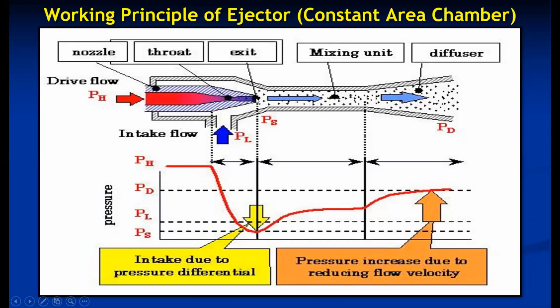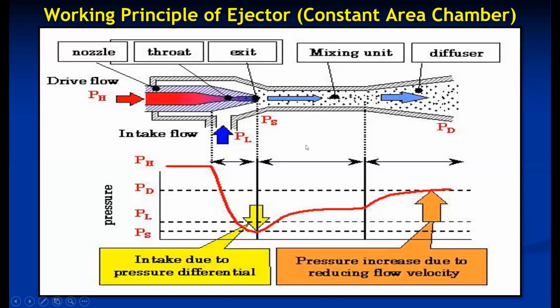So pressure continuously decreases, velocity continuously increases. The pressure at this exit point is the lowest pressure, and this low pressure is responsible to suck the secondary fluid from the secondary nozzle. The secondary fluid pressure is, suppose, PL. This pressure is greater than this pressure. Because of this pressure difference, the secondary fluid is entering into the ejector, and the mixing takes place at this particular point.